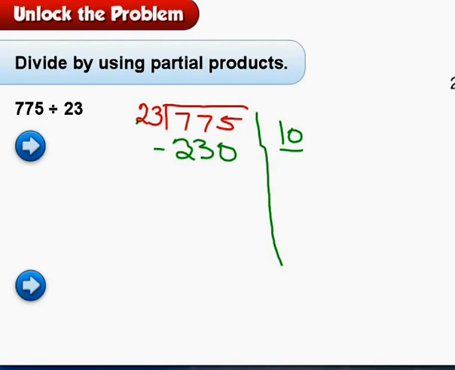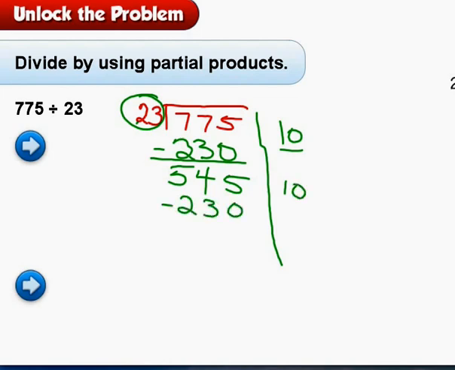You then keep subtracting from the dividend until you have a number that is less than 230, which is the 23 times 10. So let's continue with using 10 until we cannot anymore.